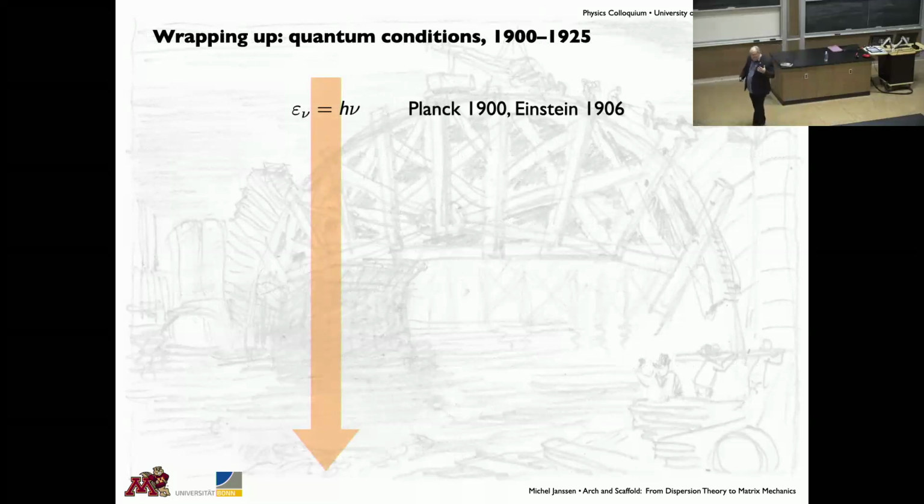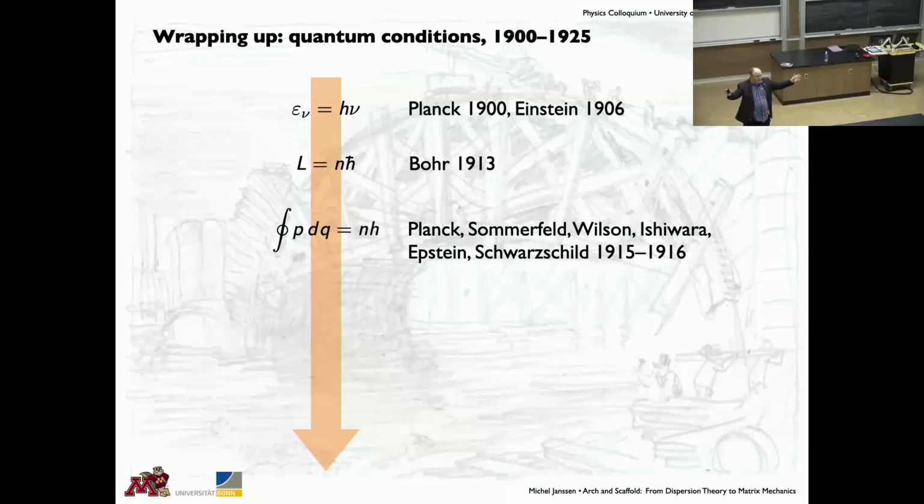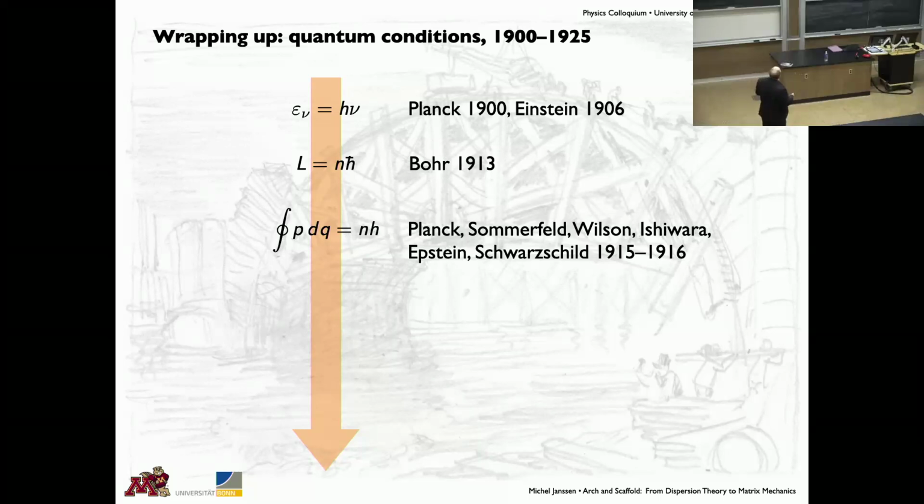The earliest quantum conditions are by Planck and by Einstein, just setting epsilon equal to h nu or n h nu. Bohr quantizes angular momentum. Sommerfeld, and a bunch of other people doing it at the same time, is able to unify these two, up to that point independent, quantum conditions into this general one, namely these phase integrals that then turn out to be related to action variables.